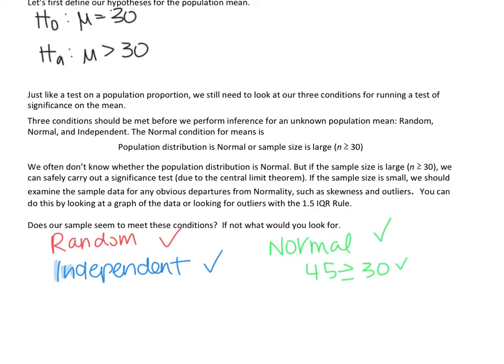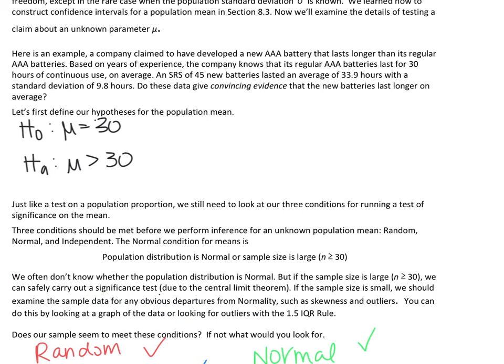If we didn't, let's talk about what we would look for. The only condition we're likely to not meet is normal. Sometimes we're not going to be given a sample size that is greater than or equal to 30, so we need to look to see if there's anything obvious about the problem that makes it not normal. If there isn't anything quite obvious about it, we can go ahead and run the significance test anyway. We'll take a look at this later on in a couple of examples.